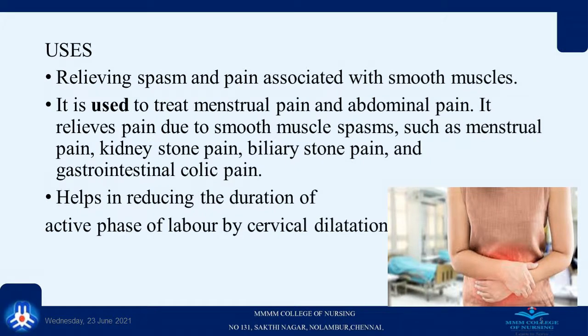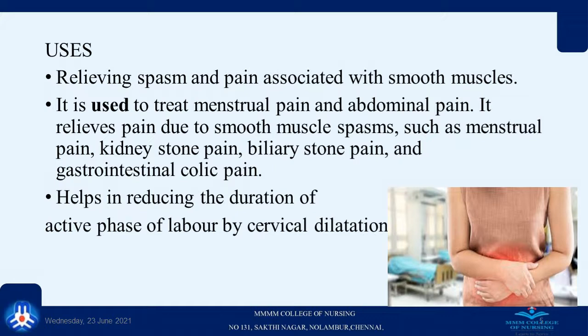We can see the uses of this Drotin. It helps in relieving spasm and pain associated with smooth muscles. It is used to treat menstrual pain and abdominal pain. It relieves pain due to smooth muscle spasms such as menstrual pain, kidney stone pain, biliary stone pain and gastrointestinal colic pain. So for all types of pain it is very useful in reducing the pain.